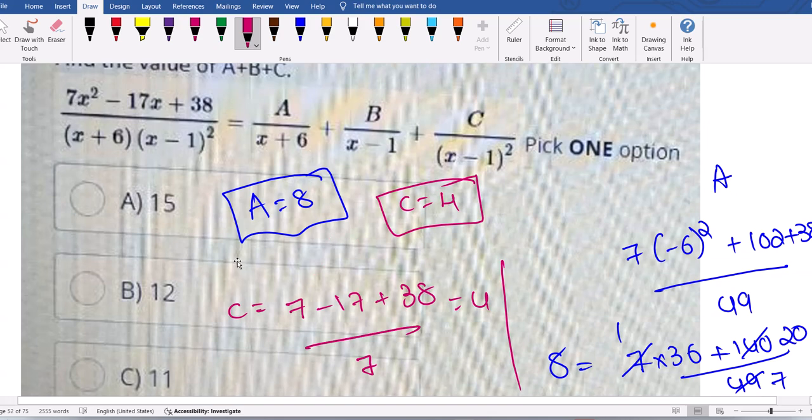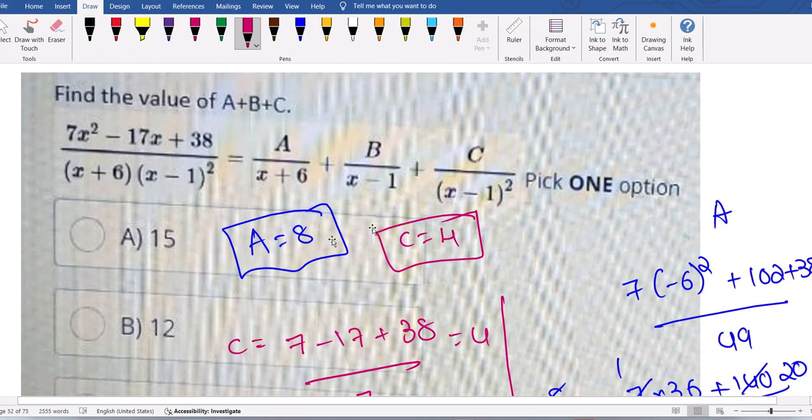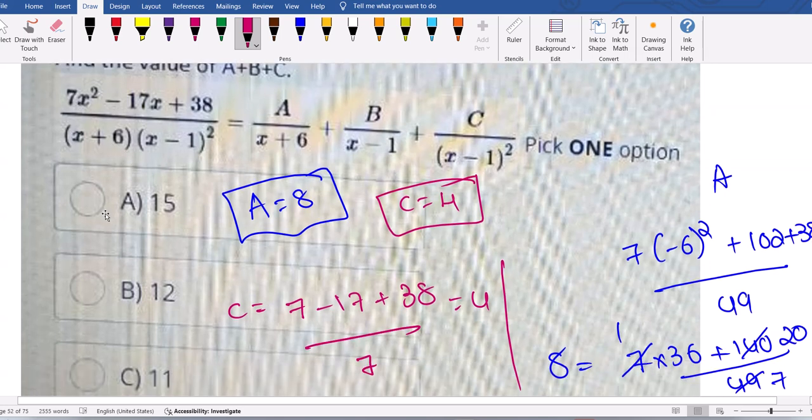We need to calculate B value. So B is x minus 1, no? So actually, if you want to calculate B, you need to multiply by x minus 1 whole square, and before that, you differentiate this expression, then put x value 1 in that. You have to do differentiation. Numerator and denominator, d by dx, we need to apply. You can recall those, okay?